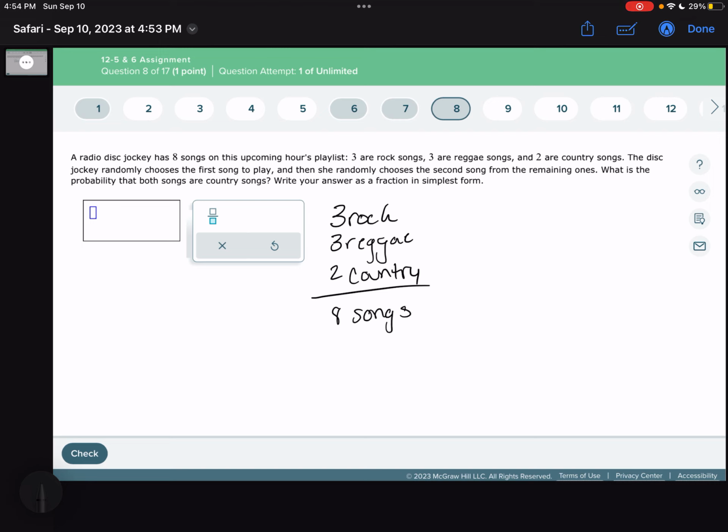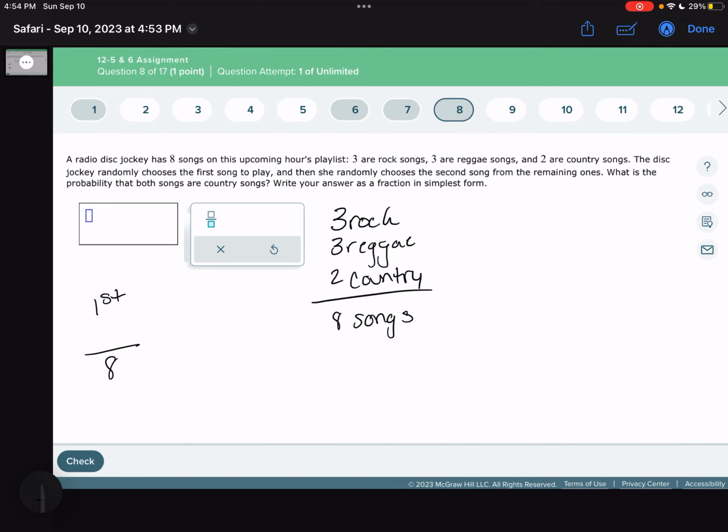The disc jockey randomly chooses the first song to play and then randomly chooses the second song to play from the remaining songs. What is the probability that both are country? So my first pick, I have 8 songs to choose from and I want it to be country. So there are 2 options that are country. My second song, I've already picked one of the songs from the playlist. So now there are only 7 songs left.